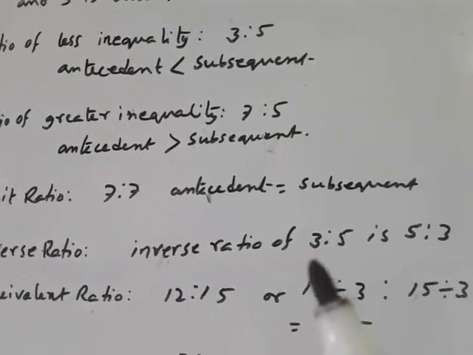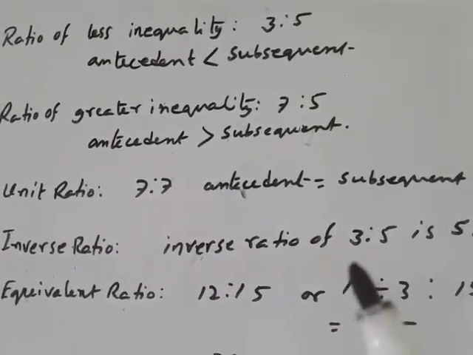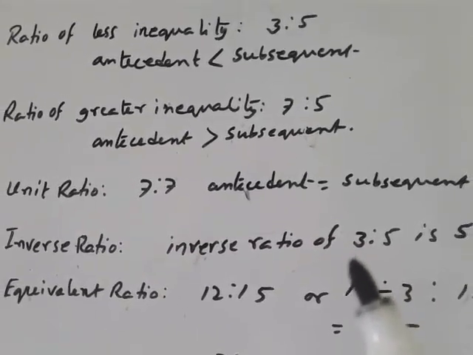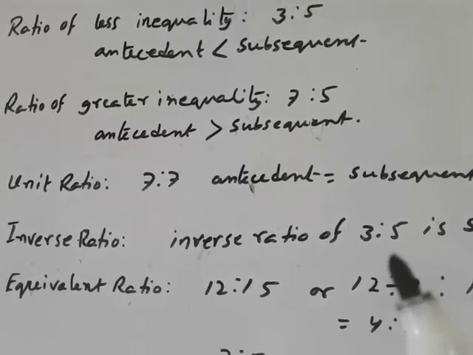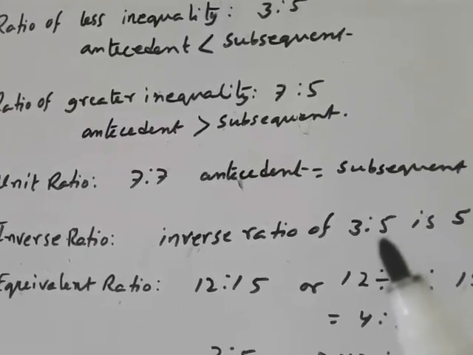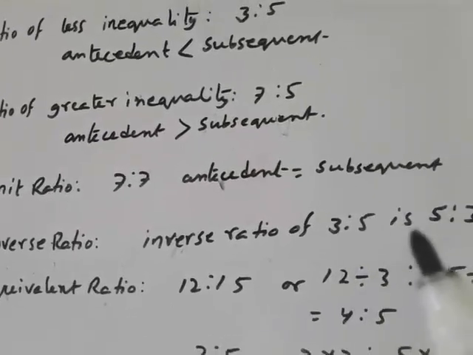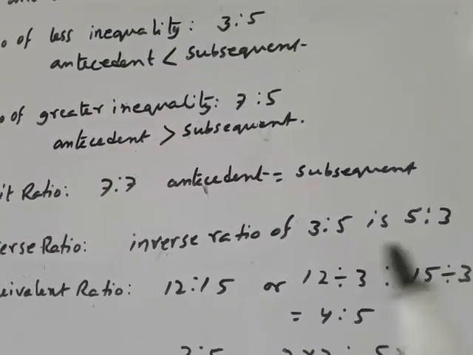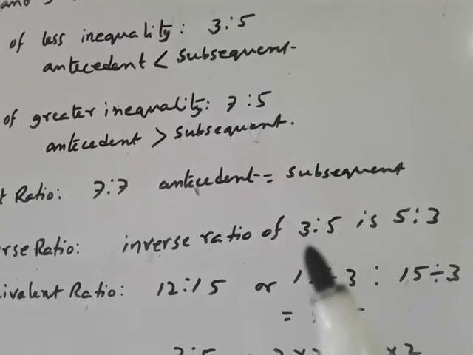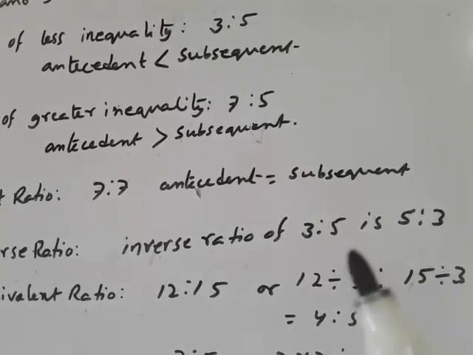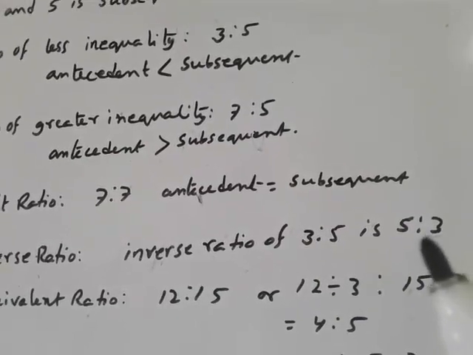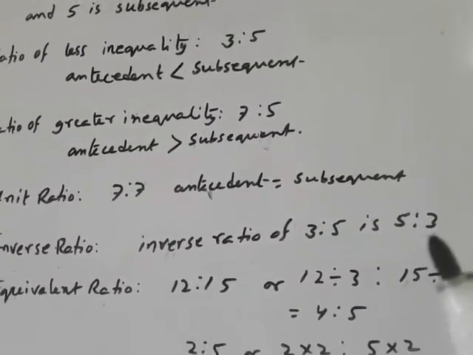Inverse ratio. See 3:5, 3 is antecedent and 5 is subsequent. If we write 5 as antecedent and 3 as subsequent, this is called inverse ratio. 3:5, first we have to write 5, then we have to write 3. This is called inverse ratio.